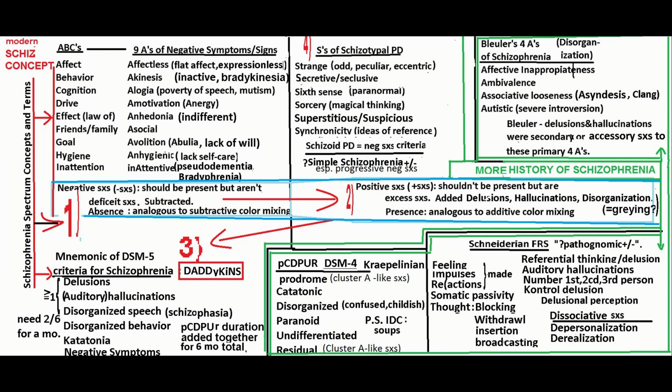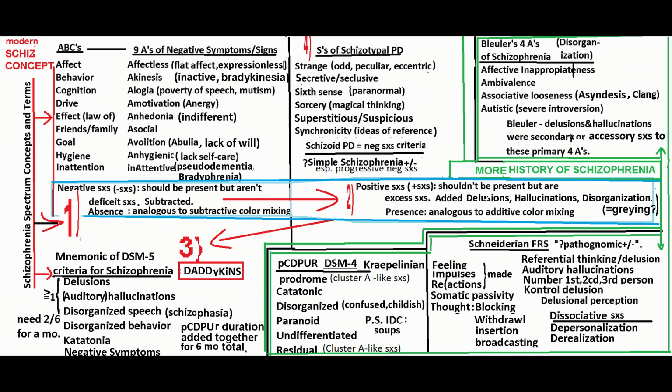So they're deficit symptoms that are subtracted from people's normal behavior repertoire, analogous to subtractive color mixing, where you wind up down in the black area of the color triangle. And number 2 over here, positive symptoms. These are symptoms that shouldn't be there but are. They're sometimes called excess symptoms, thought to be a more active, hyper state. They're usually delusions, hallucinations, and disorganization, but disorganization is probably thought to be a separate dimension of its own, and this is analogous to additive color mixing.